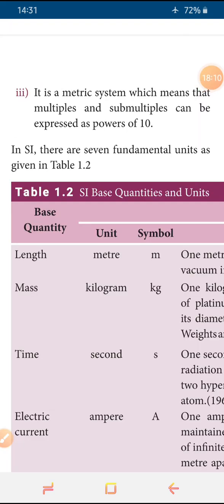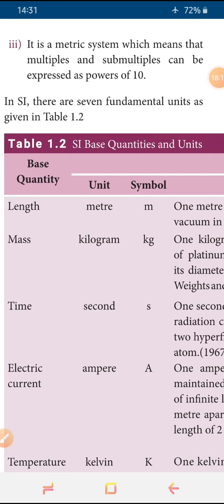Sorry students, I left one more point. On the next page, the third point is that it is a metric system. We discussed that except FPS, the other 2 are metric systems. In the metric system, multiples and submultiples can be expressed in terms of powers of 10. This is the third advantage. I did not explain it to you. Actually, 3 advantages are there. I told you 2. You mark this one also. So these 3 are advantages of using SI. First, it is a rational one. Second, it is coherent. Third, we can use the value in powers of 10.